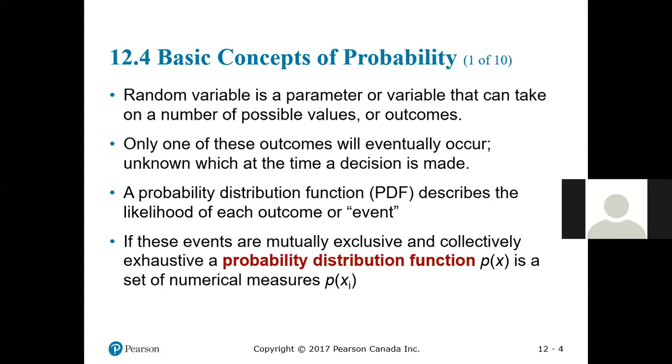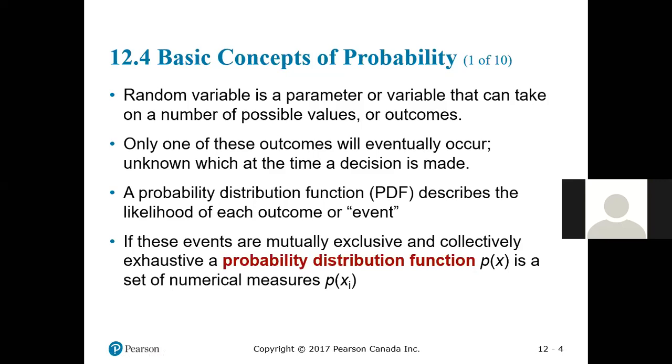So if the events are mutually exclusive and collectively exhaustive, a probability distribution function P(X) is a set of numbers measuring the probability of each outcome. Mutually exclusive means that if one event occurs, the other one won't occur, as we said before. And collectively exhaustive means that you have covered all the possible outcomes. So P(X) represents the probability of each outcome, P of xi.